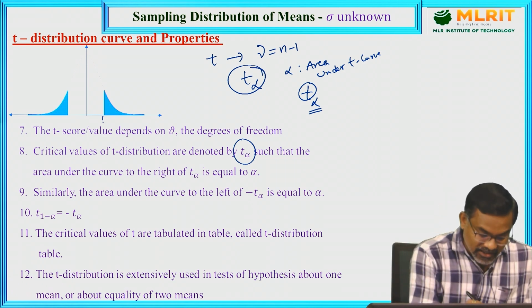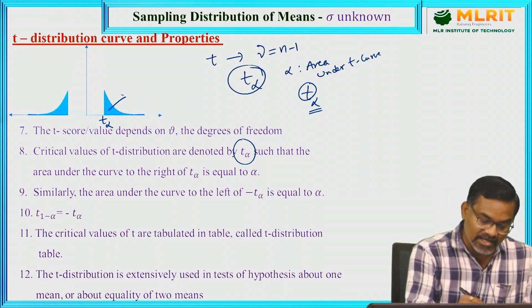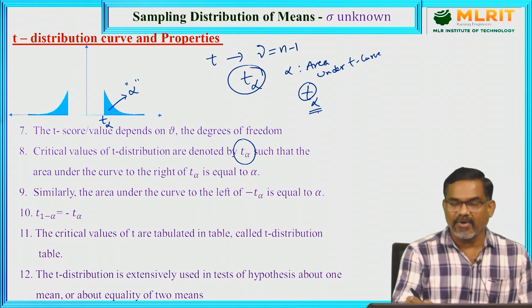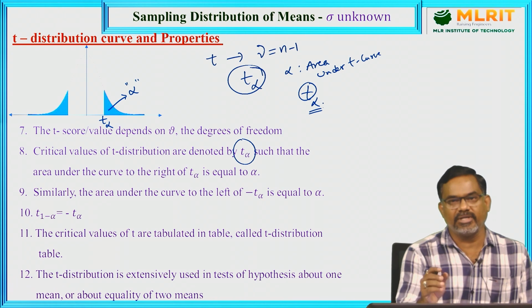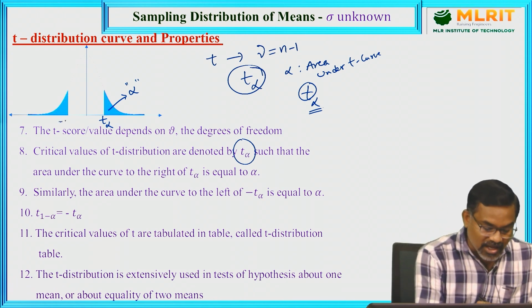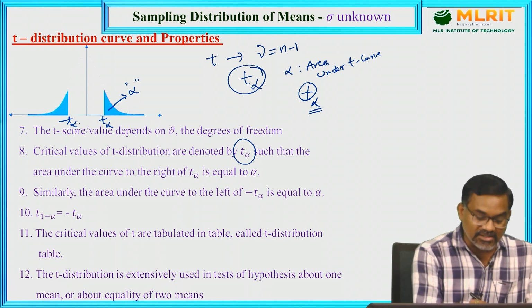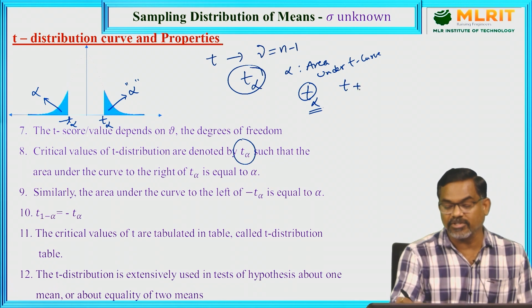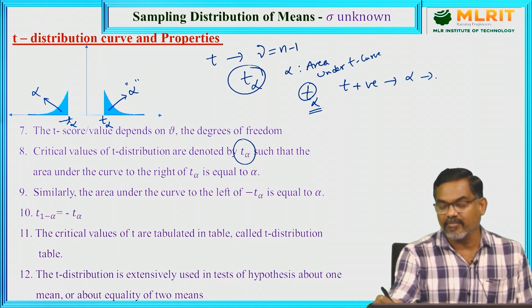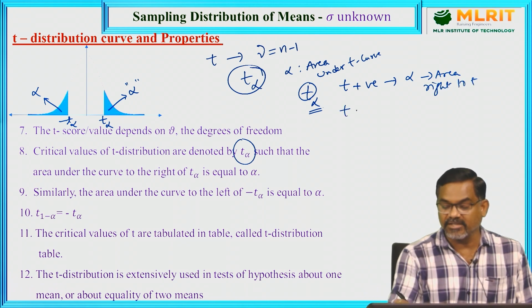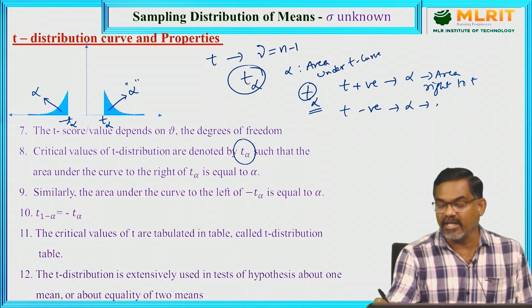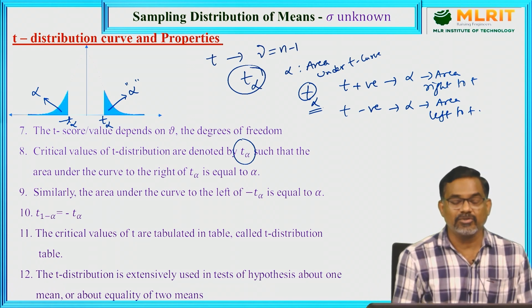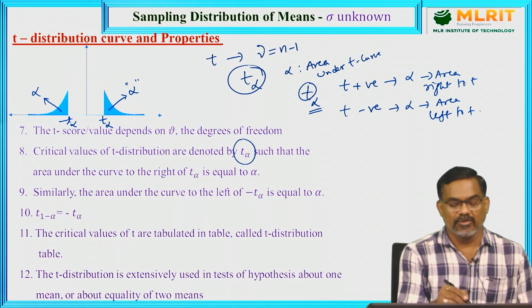For example, here if I write t alpha, this area is equal to alpha. So, in t alpha, alpha denotes the area right to t value. Similarly, in minus t alpha, this alpha denotes the area left to that negative value. So, if the t value is positive, alpha is the area which is right to t. If t is negative, then alpha is the area left to t. These two are important points using which we can find the area using t distribution table.